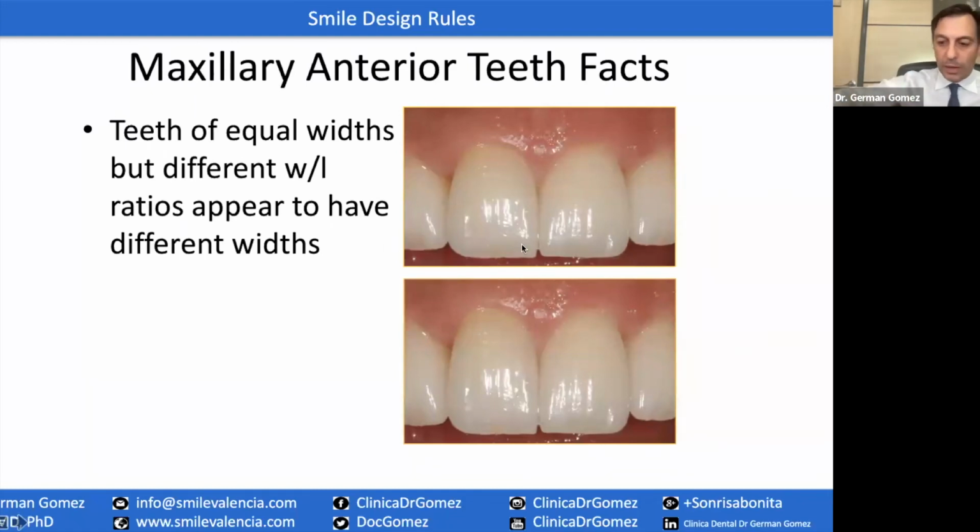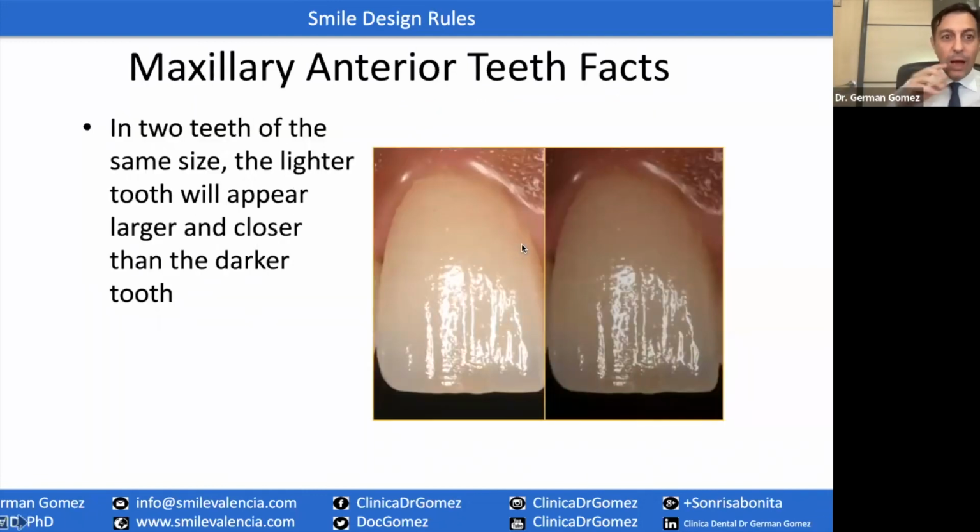Okay, and so on. Now, in two teeth of the same size, the lighter tooth will appear larger and closer than the darker tooth. These two teeth are the same size, but this one looks a little bit smaller than this one. Okay, so we can also play a little bit with these things. If we have a small tooth, we can make it slightly lighter than all the other teeth, so it looks a little bit bigger than it is in reality. That's a part of the smile design planning, by the way.